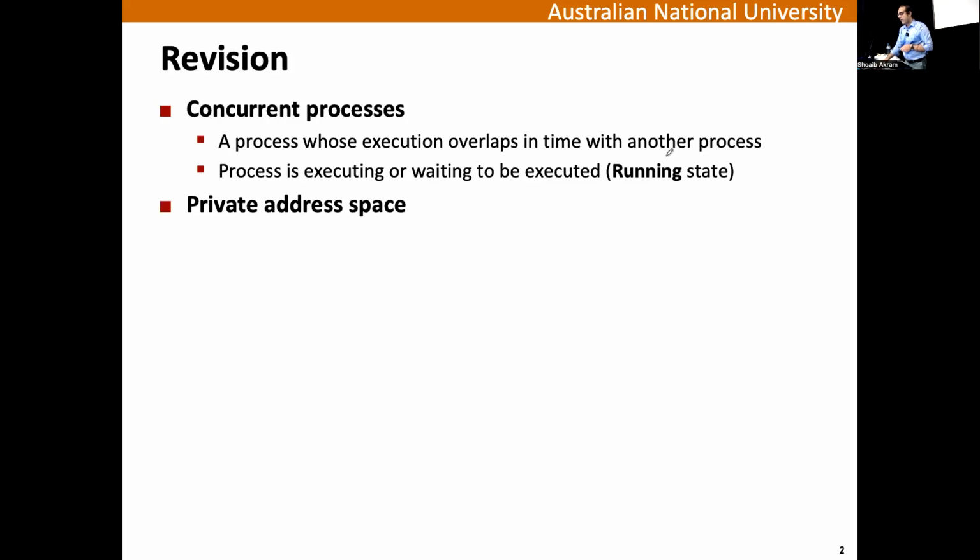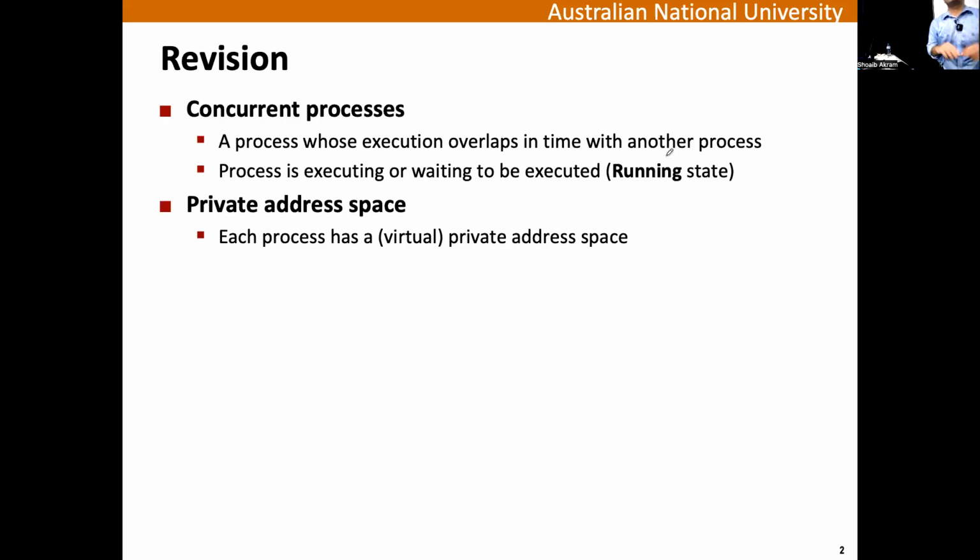We talked about private address space. Each process has a private address space. This address space is virtual for the moment. We will look at virtual memory tomorrow. If it's a 32-bit process, 32-bit architecture, then the process has the entire 4 GB address space to itself.